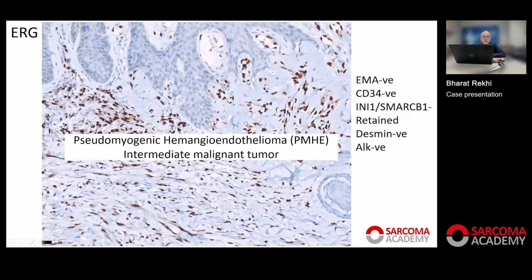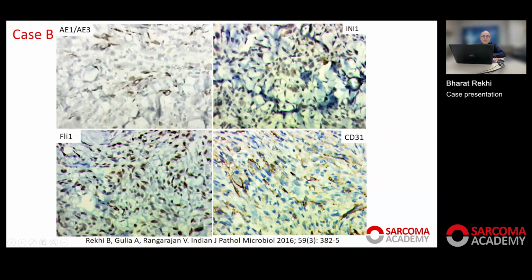So the diagnosis here was pseudomyogenic hemangioendothelioma, which is an intermediate malignant tumor, between the benign and the malignant, and it mimics, like I mentioned, high-grade sarcomas like rhabdomyosarcoma and epithelioid sarcoma. And this was case number 2 that I showed you in that young patient. The slides are not very good because these were from 2016, and again, AE1/AE3, the pan-keratin, is positive.